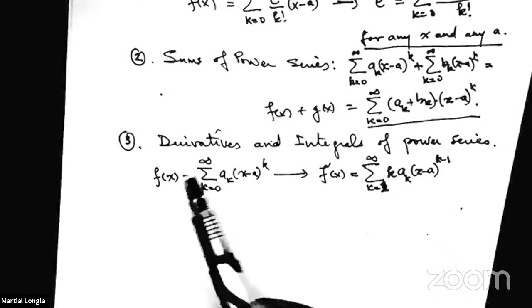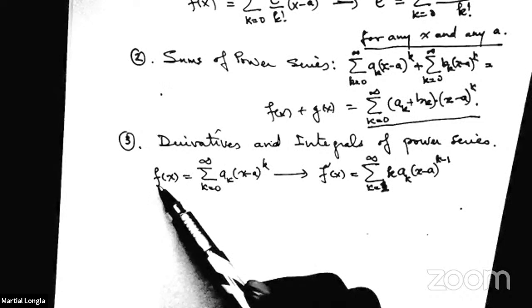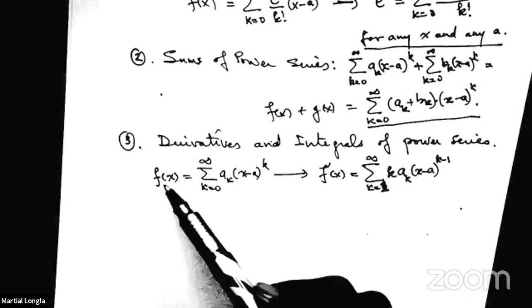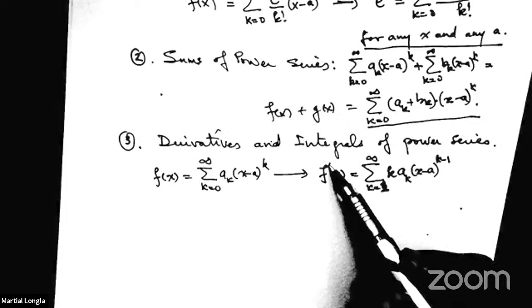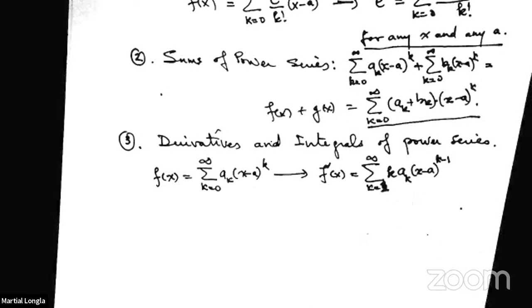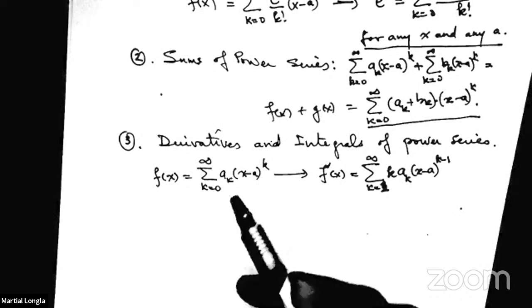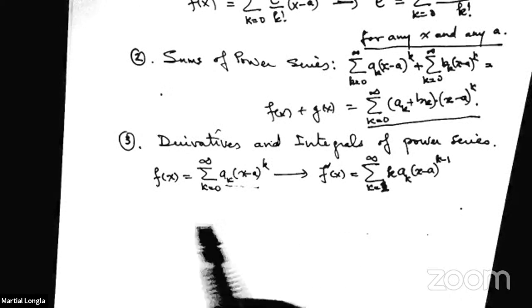So if I know the Taylor expansion of the function f of x, if I want to find the Taylor expansion of the derivative, I don't need to actually take the derivative before looking for the expansion. I just take the derivative of what I have inside the power series. Does that make sense?